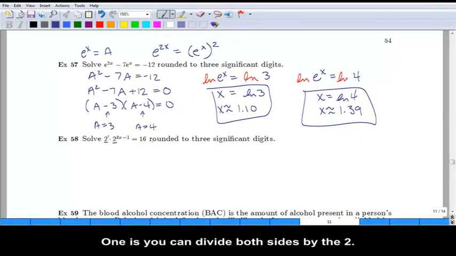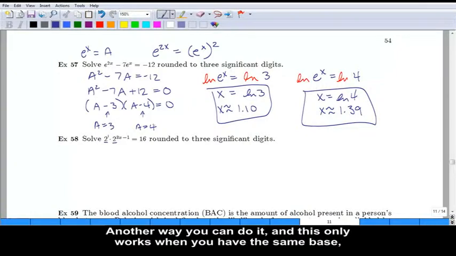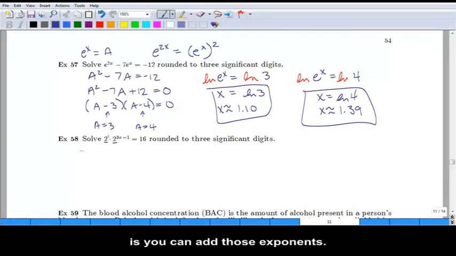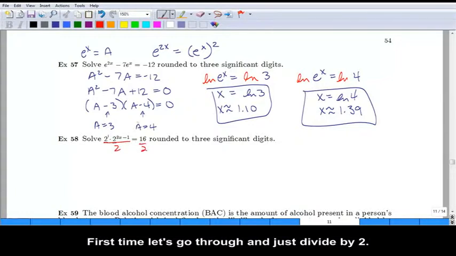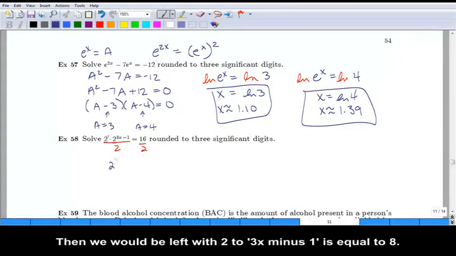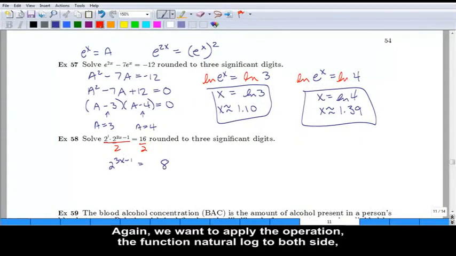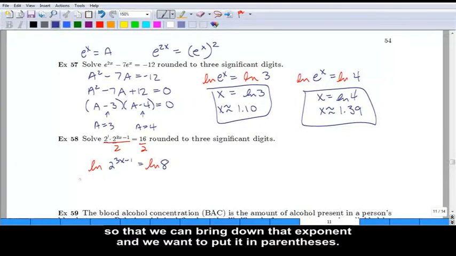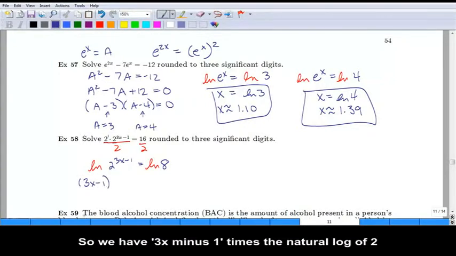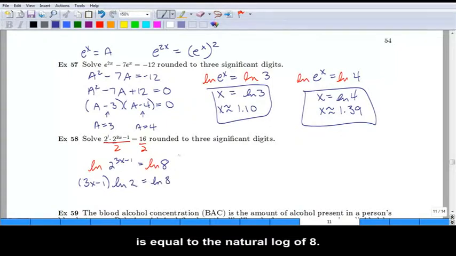One is you can divide both sides by the 2. Another way you can do it, and this only works when you have the same base, is you can add those exponents. So we'll do it both ways. First, let's just divide by 2. Then we would be left with 2 to the 3x minus 1 is equal to 8. Again, we want to apply the natural log to both sides so that we can bring down that exponent, and we want to put it in parentheses. So we have 3x minus 1 times the natural log of 2 is equal to the natural log of 8.